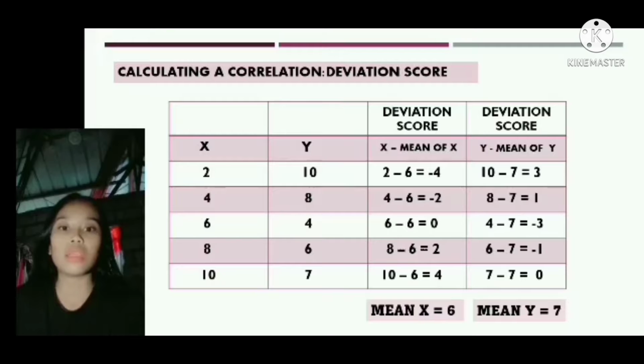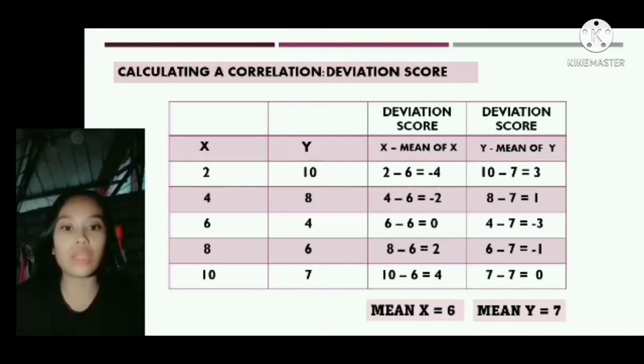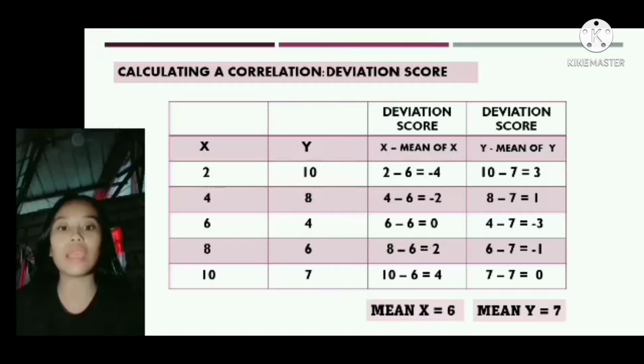So, we will proceed to y minus mean of y. 10 minus 7 equals 3. 8 minus 7 equals 1. 4 minus 7 equals negative 3. 6 minus 7 equals negative 1. And 7 minus 7 equals 0.